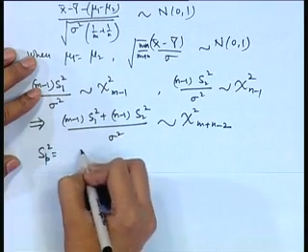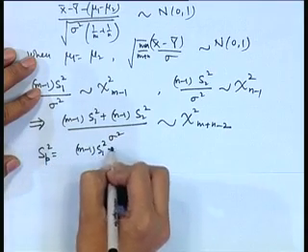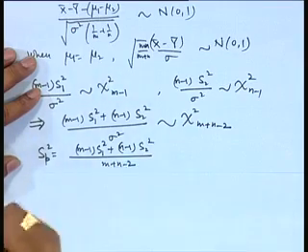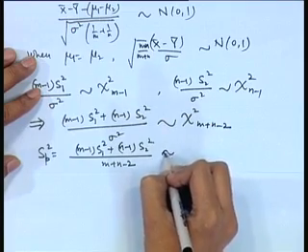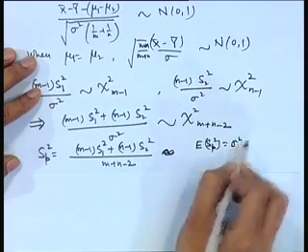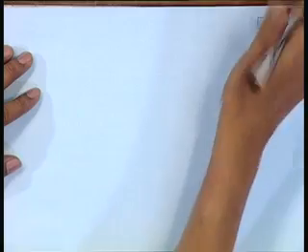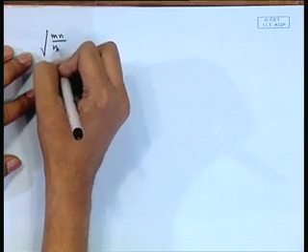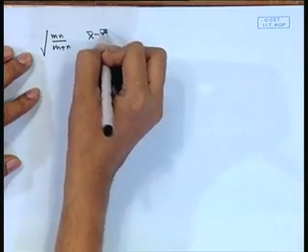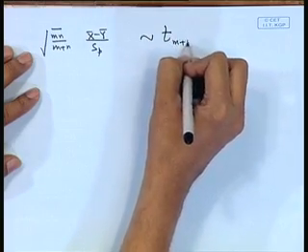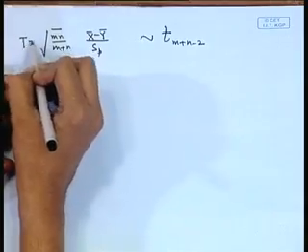So, if we define SP square as the pooled sample variance, then expectation of SP square is sigma square. So, if we consider here the ratio, we get square root of mn by m plus n times x bar minus y bar by SP, and that will follow T distribution on m plus n minus 2 degrees of freedom. Let us denote this by T.